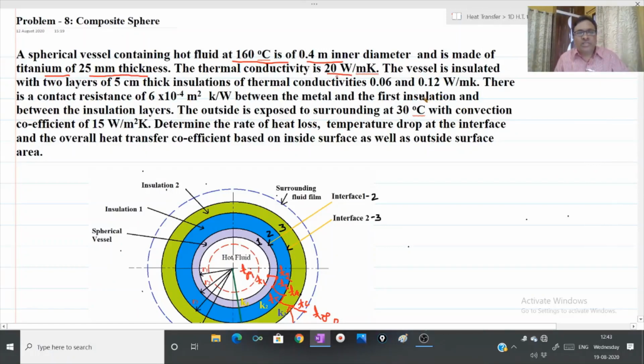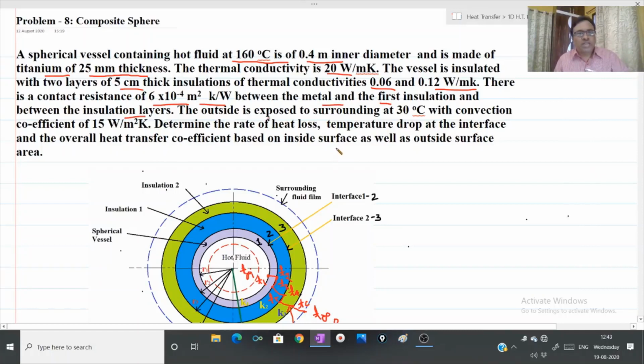The vessel is insulated with two layers of 5 centimeter thick insulations of thermal conductivities 0.06 and 0.12 watt per meter Kelvin. There is a contact resistance of 6 into 10 to power minus 4 meter square Kelvin per watt between the metal and the first insulation and between the insulation layers.